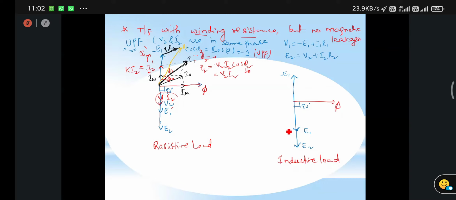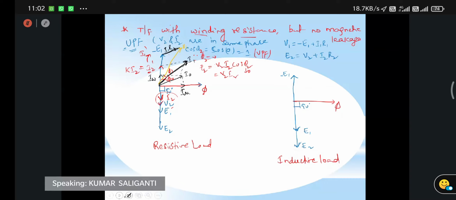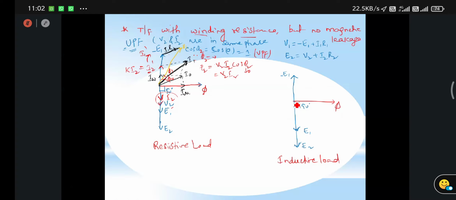Inductive means the current is lagging. If the current is lagging, you have to take this. The current is lagging here. This I2 lags E1 and E2. The I2 lags E1 and E2 by how much here? Then you can observe it, pi by 2 here.